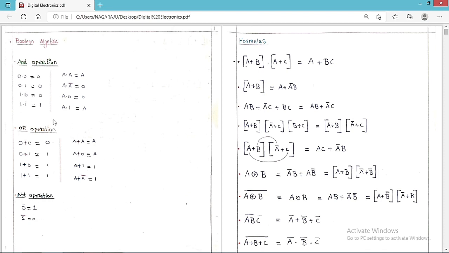So these are the three important things that you always have to keep in your mind. With these basic concepts, we can move further to learn each and every concept in digital electronics.